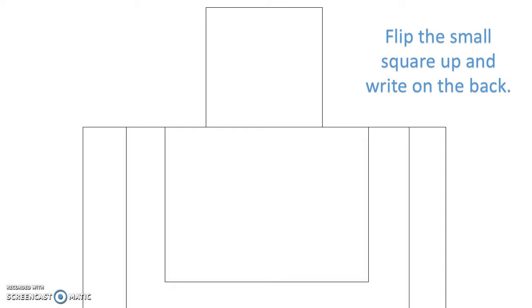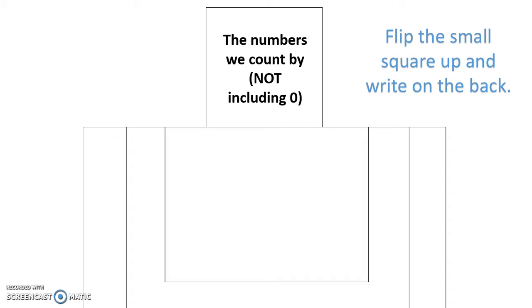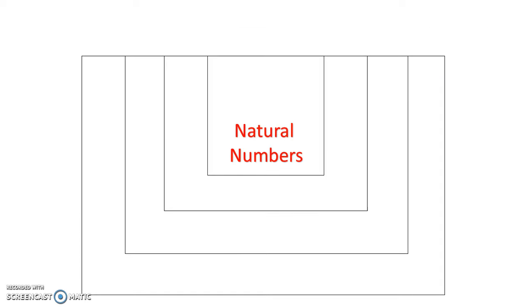The natural numbers are the numbers we count by, not including zero. So if you think of something at home you're going to count, maybe you're going to count the number of books on your bookshelf, you would start by counting 1, 2, 3, 4, 5, and so on. You wouldn't start at 0 because we don't think of having 0 things. So once you get that definition written there, go ahead and flip that back down to the front. And right above the natural numbers, where we wrote that earlier, or somewhere on that square, we're going to write some examples.